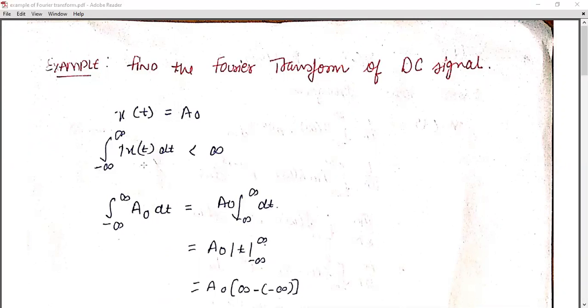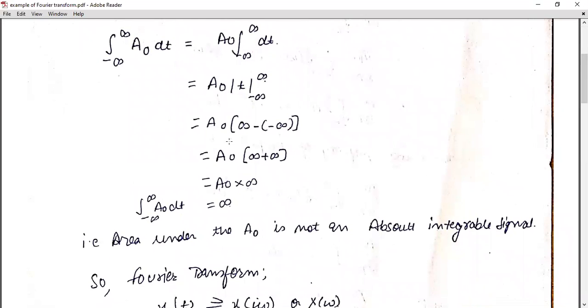So if we substitute a naught in place of x of t, we get the integral from minus infinity to infinity of a naught dt, which is a naught times the integral from minus infinity to infinity of dt. As a naught is constant, we bring it out of the integration. By integrating, we get a naught times t from minus infinity to infinity. By substituting, we get a naught times infinity minus minus infinity. By adding, the integral from minus infinity to infinity of a naught dt is equal to infinity. So the area under a naught is infinite, and it is not an absolutely integrable signal.